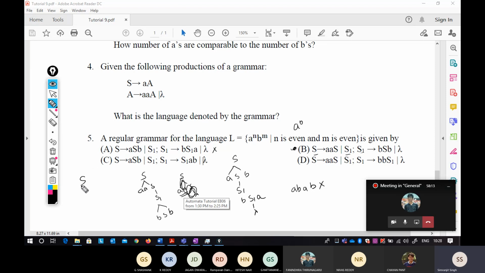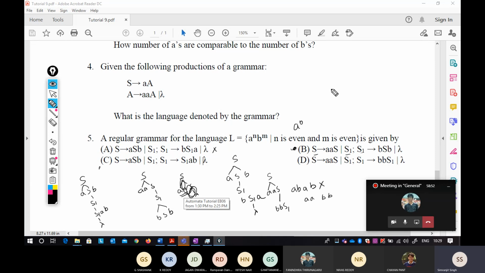So check for C, S tends to ASB, and then there is S1. So I will go to S1, and then S1 AB. I think that is also a possibility. So A is followed by a BB, and that is directly given by it. It is a very clean expression, AAS, and then there will be an even number of B's also. So the possibilities from B, C, and D are always possible.